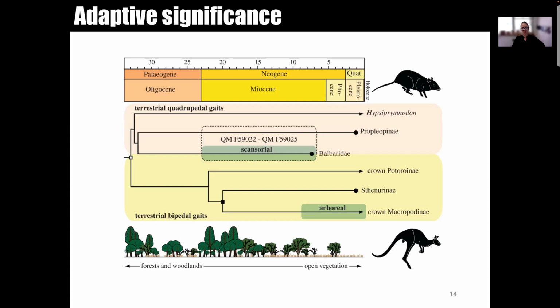So the background colour gradient basically infers the hypothesised locomotory transition from predominantly terrestrial quadrupedal progression. So this is in tan, as characterised by the extant group of the musky rat kangaroo, silhouetted up here, to increasingly bipedal gaits in the crown podoros and macropods. So this is indicated down here. And then this is correlated against a schematic of changing paleo habitats through time down the bottom.